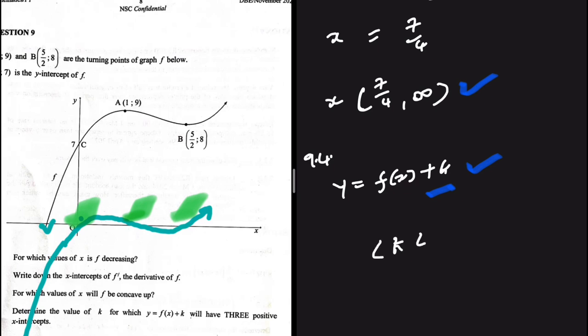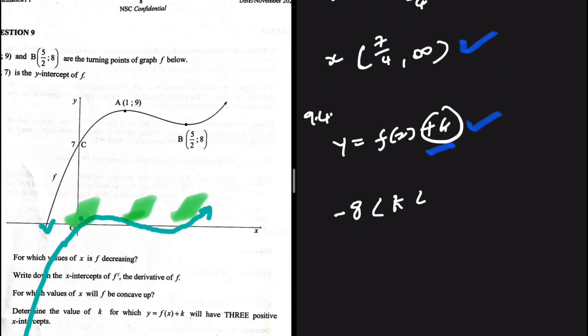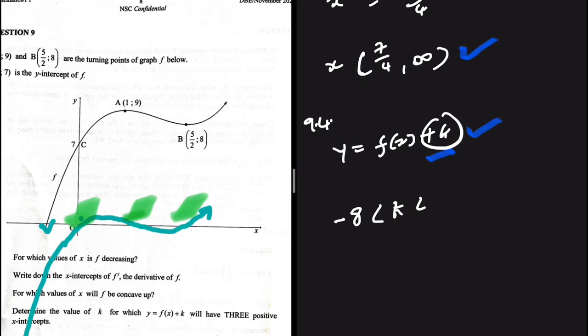So if we have plus k here, we need to be careful with how we write this. If k is greater than minus 8, our condition is satisfied. Because, for instance, if k is minus 8.5, then we achieve 3 positive intercepts, right? But it does not end there. There's a limitation that I need to show you.